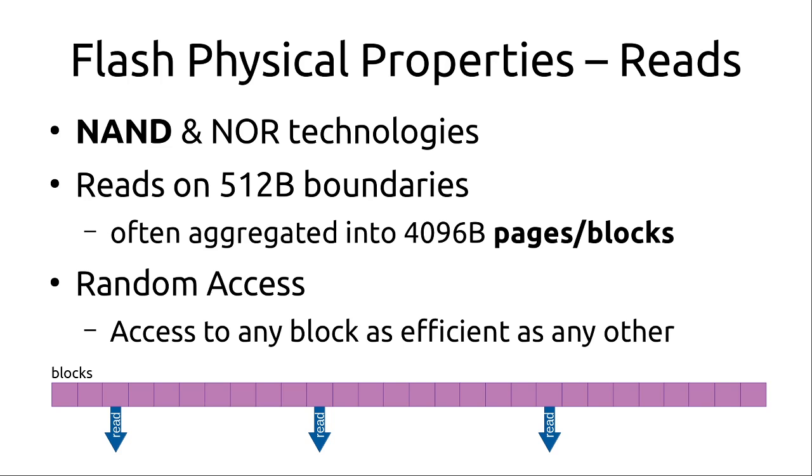So NAND devices, much like disks, allow reads on 512-byte boundaries. However, the operating system often aggregates these together into pages or blocks that are larger. I'm going to be using both of these terms, hopefully blocks a lot more throughout this talk. And they support random access. So unlike magnetic media, where there's a certain inertia associated with the head and a physical location associated with the head, now we don't have any of that. We have a fully electronic device, and we can essentially get any of the blocks on that device relatively easily.